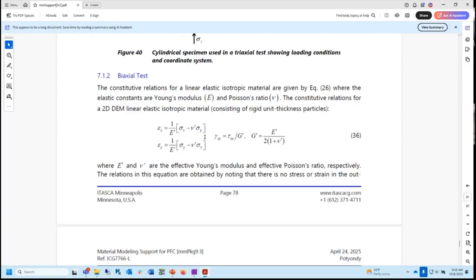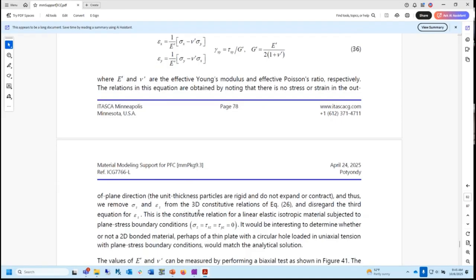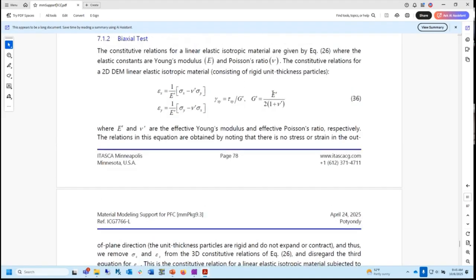So what people do is, I talk about it here. If you make certain assumptions about what's happening, you start with the 3D relation and it turns into this. Because the only thing going on in the PFC 2D world is strain in the X, strain in the Y, and there might be some shear in the XY. There's nothing else in that world. We never compute anything else except the X and the Y stuff.